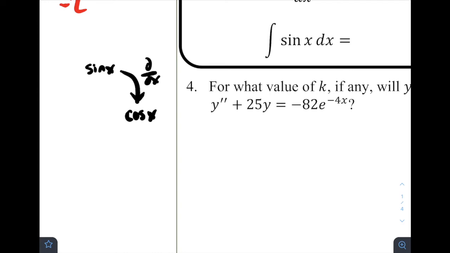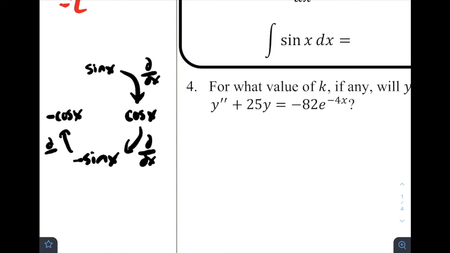And we know from chapter 2 that if we take the derivative of cosine of x, we get negative sine of x. If we take the derivative of that, we get negative cosine of x. And if we take the derivative of that, we end up back at sine of x again. So essentially we can go clockwise around this circle as many times as we need to find which derivative we're at, or what we're going to get for this.